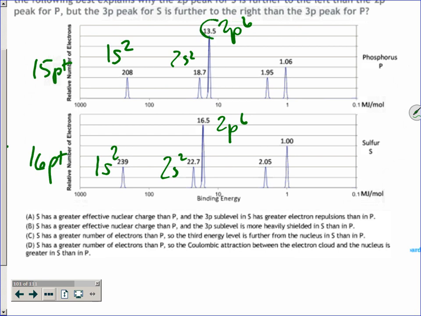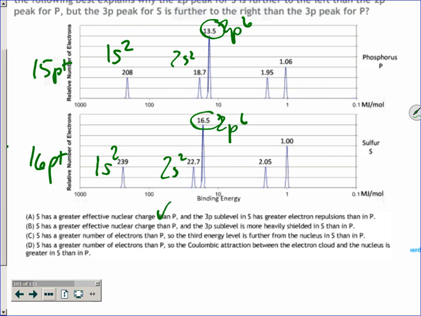So they give you the binding energy here. So 13.5 versus 16.5. So who's more tightly bound? Who? Sulfur's 2p. Okay, so that's why it's saying it's to the left. So first off, why should sulfur's 2p be more tightly bound? More protons, higher Zeff, right? Okay, so A, sulfur has a greater effective nuclear charge than P. So far, so good, okay?